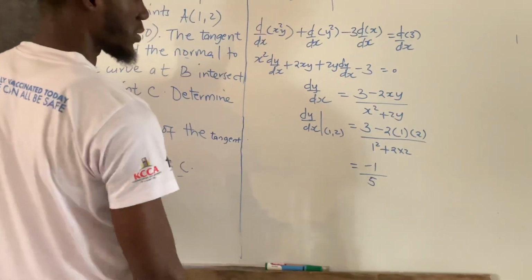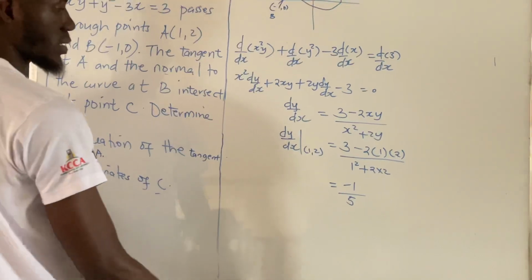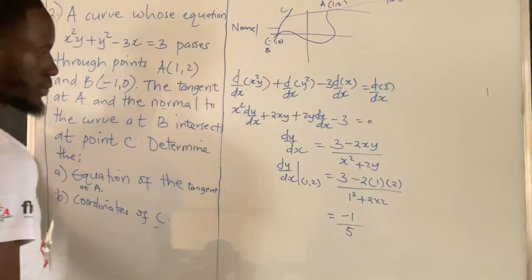Leave it as it is. Don't write it in decimals. Leave it as this fraction. So this is our value of dy/dx.